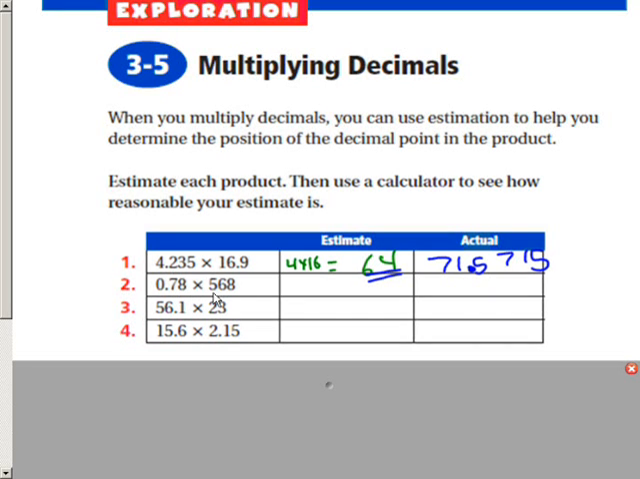78 hundredths times 568. I'm going to round this to 1 and keep this at 568. So 568 times 1. This answer is going to be close to 568. Let's try estimating. I'm just going to do 78 times 568. So what I did is I multiplied these two numbers without a decimal point on my calculator. Here's what I got.